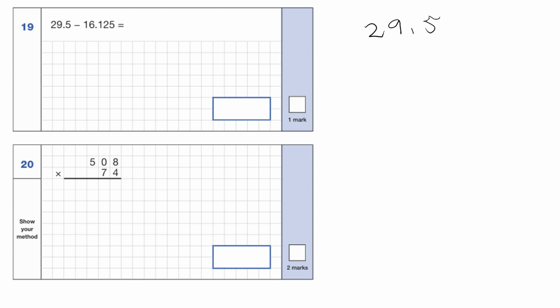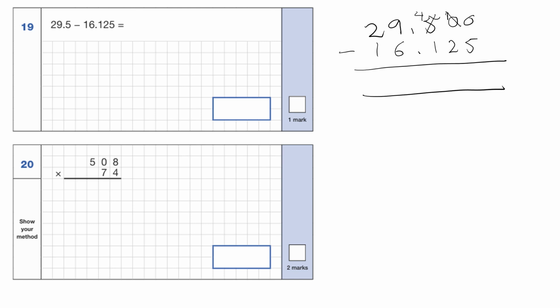29.5, take away 16.125. Put the place value holders in, exchange. What does that mean? That's 5, 7, 3, 9 take away 6 is 3, 2 take away 1 is 1. There's our answer.